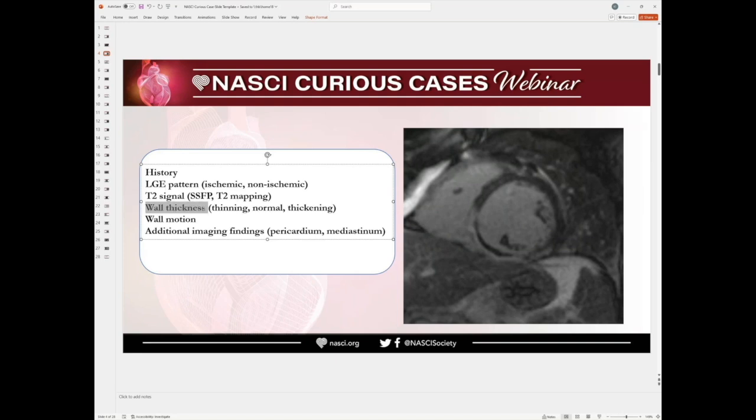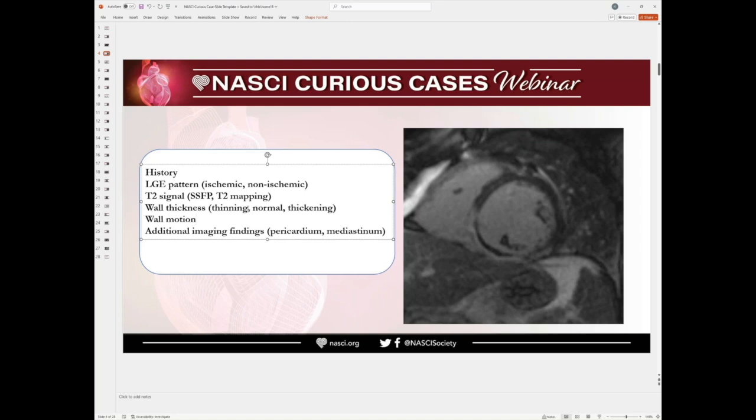The other thing is wall thickness. I'm going to get to that in a second too. Wall thickness is important because that will also give you some differential diagnosis, which I'm going to discuss in the next slide. And wall motion abnormality: is there any wall motion abnormality, hypokinesis, or is it normal-looking myocardium? That may help you differentiate maybe ischemic type events or maybe myocarditis. The additional findings are anything that can help us, such as, let's say we are looking at a case and they're asking about a non-ischemic type delayed enhancement.